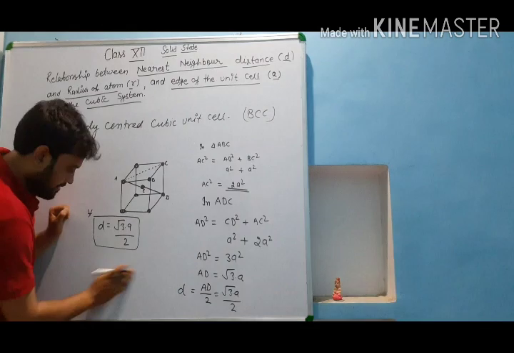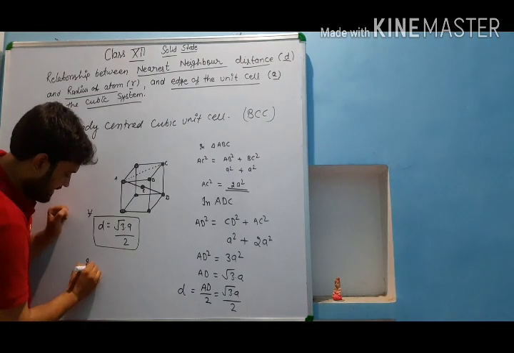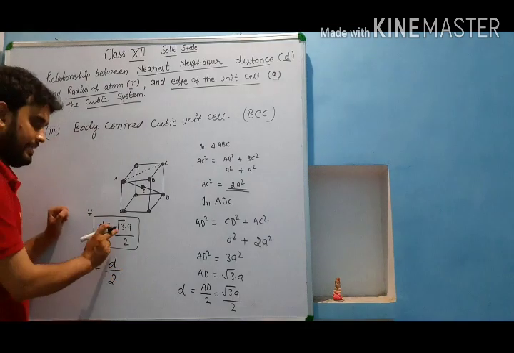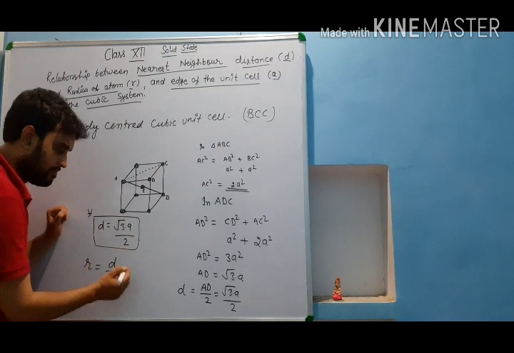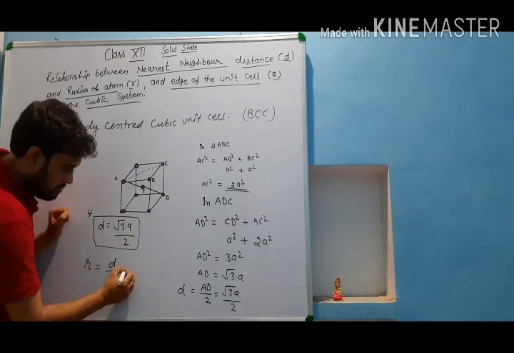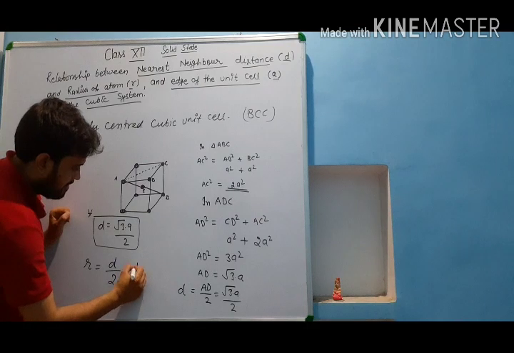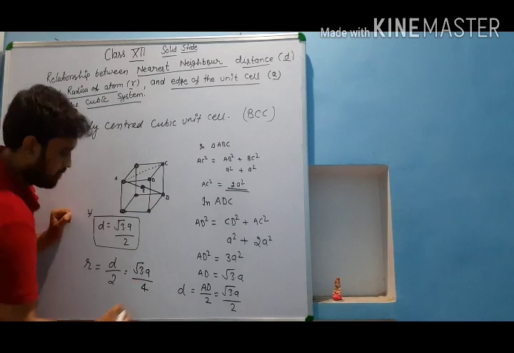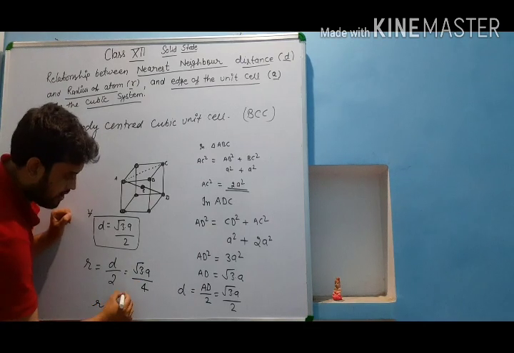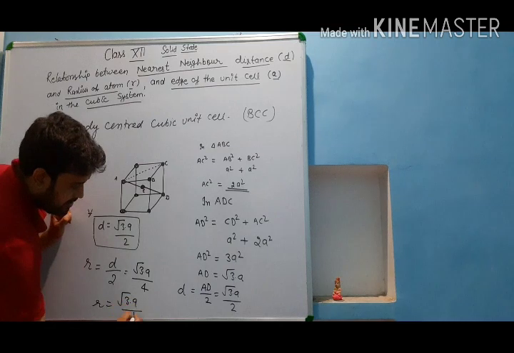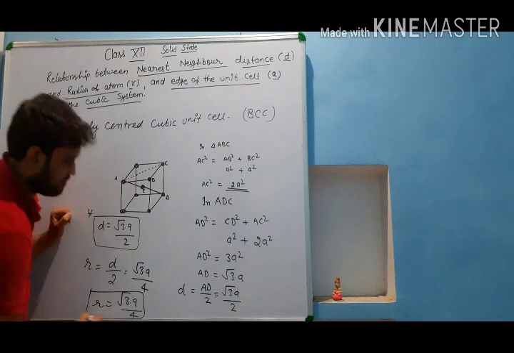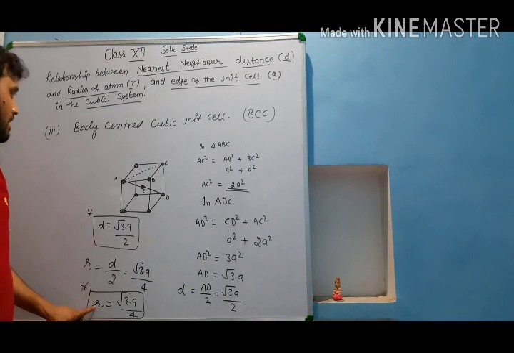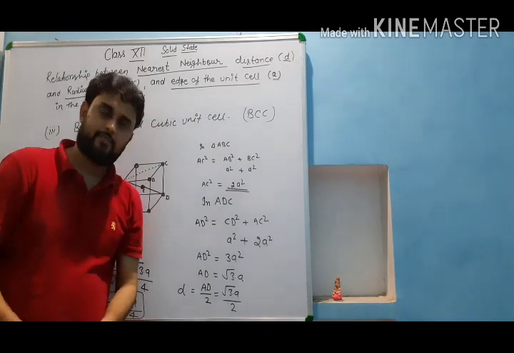Now we find the atomic radius r equal to d by 2. Here d is root 3 into a by 2, so divided by 2 again we get root 3 into a by 4. Then r equals root 3 into a by 4. This is our expression for r for the body-centered cubic unit cell. Thank you.